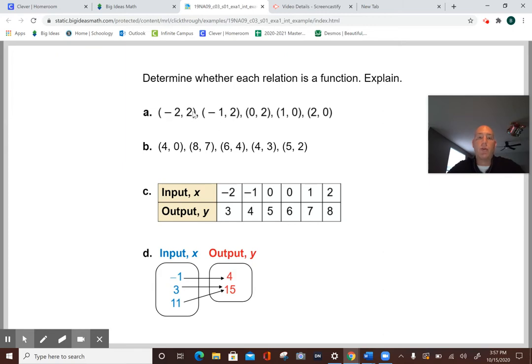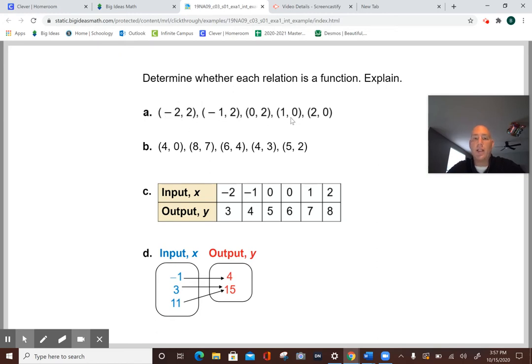When I plug in -2, I only get one output. I don't care what that output is. I only care how many there are. I input this, I get out 1. I input that value, I get out 1. I input that value, I get out 1 output. Now, the specific output is 2, but I only have one output.